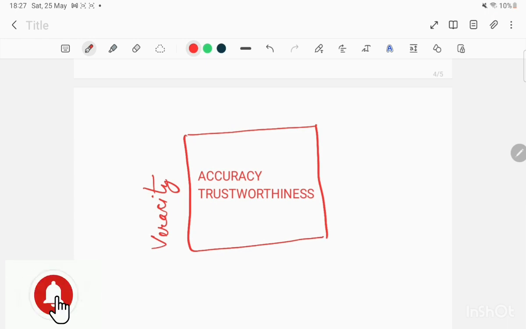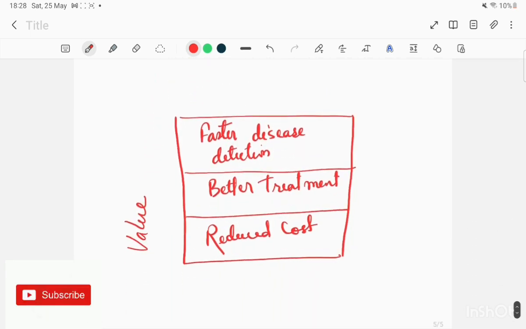Next, another basis of classification of big data is veracity. It basically refers to the accuracy and trustworthiness of the data. And the last one is value. By analyzing big data, we will get a benefit in the health sector of any system, because it will result in faster disease detection. It will also lead to better treatment and reduced costs. So this is basically the significance of big data.